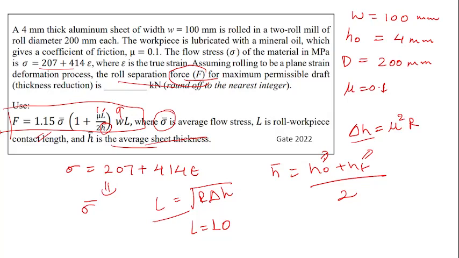Ma'am, is average flow stress and flow stress calculated from the formula the same? Sorry, just now we discussed average flow stress. What is average flow stress? It will be 1 upon epsilon, integration of your flow stress d epsilon. This was the formula. From here you will calculate your flow stress.